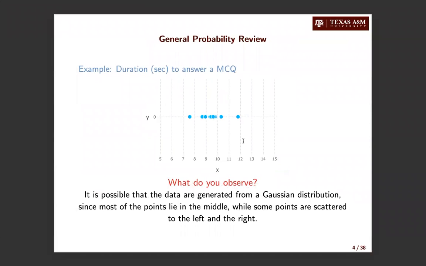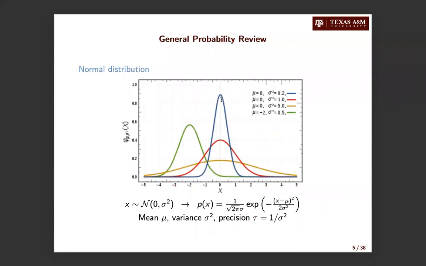So we observe, because most of the values of this data are centered around a specific point, and some of the values are scattered to the left and to the right, that a possible distribution from which this data could have been generated is the Gaussian distribution. There are multiple examples of Gaussian distributions that could fit this data.